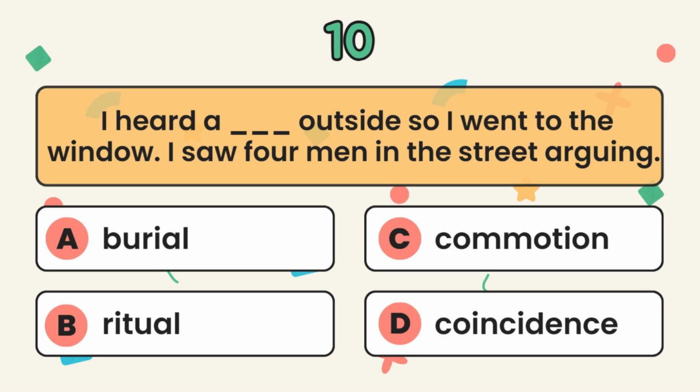It is also not burial or ritual, since a ritual is something done, or rather, words related to dead bodies. The correct answer is commotion, because it is a noise that distracts you, something that distracts you. So that is for number 10.